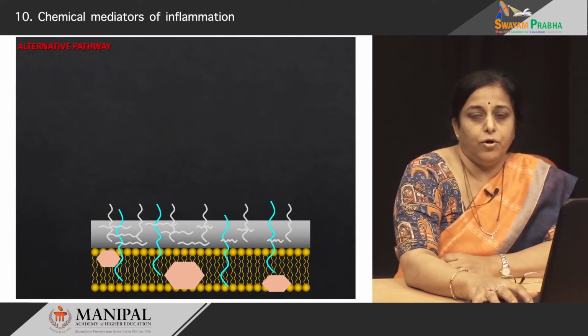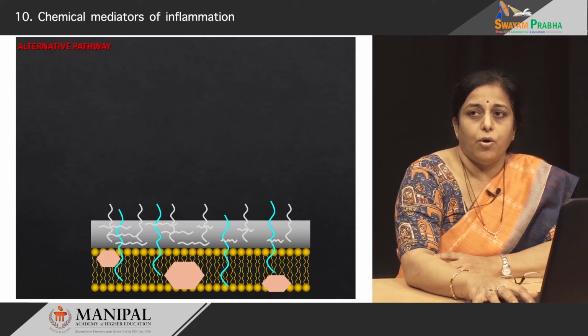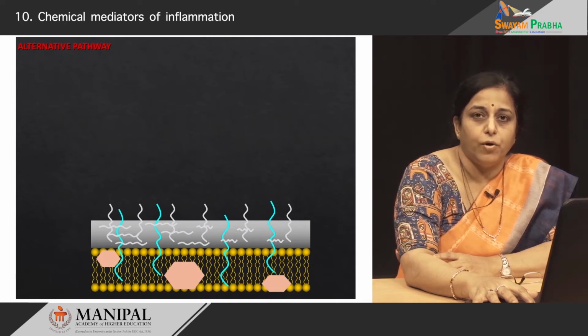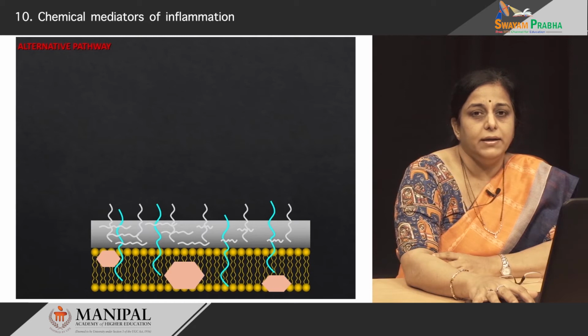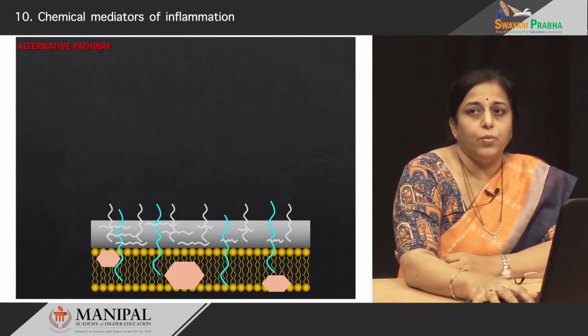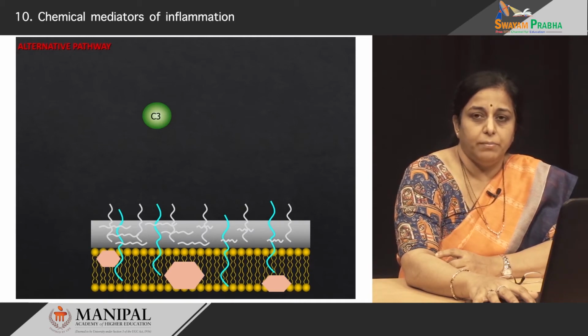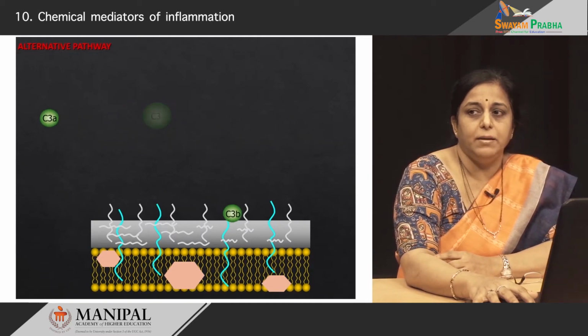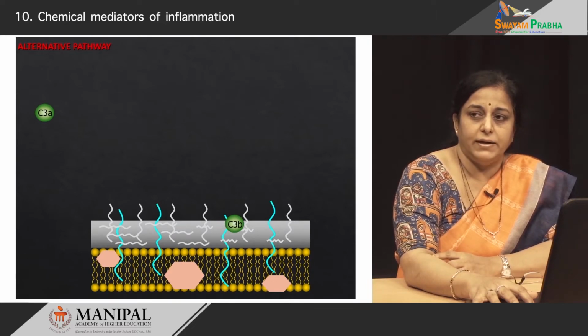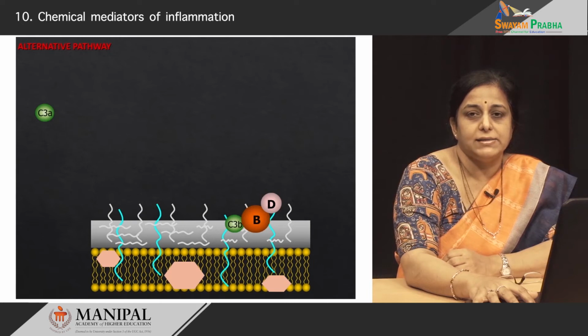Now, let us look at the alternate complement pathway. As we learnt, the alternate complement pathway does not involve binding of antibodies to the bacterial cell wall. Here, the bacterial antigens themselves activate the alternate pathway. Now, in this pathway, because of the bacterial infection, some of the C3 that circulates in the blood gets cleaved to C3A and C3B. The C3B attaches to the bacterial cell wall, and then there are factors called factor B and D, which are also present in circulation, which bind to the bacterial cell wall along with the C3B. Now, this converts the B to Bb and Ba.